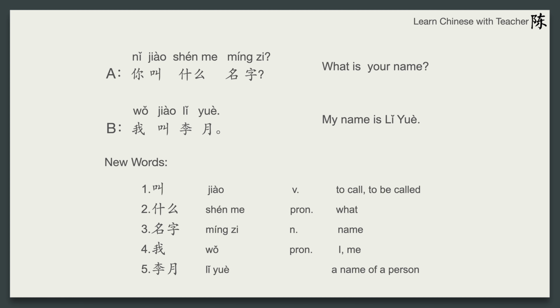Let's compare them with German. 叫 in German is heißen. It means to be called. 你叫什么名字? What is your name? In German, it is Wie heißt du? Which means how are you called? 我叫李月. In German, it's Ich heiße 李月. Just like in Chinese, I am called 李月.